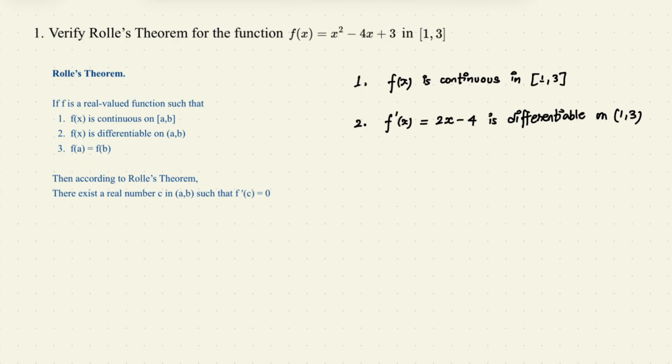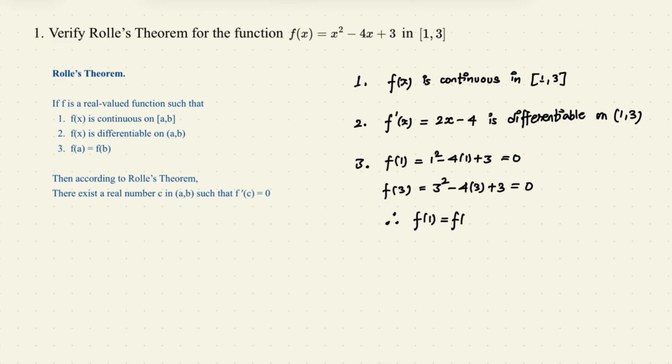And the third point, that f(a) should be equal to f(b). So here f(1) should be equal to f(3). Let us check the value of f(1). Putting x as 1 in the given function, it will be 1 squared minus 4 into 1 plus 3, and this is equal to 0. And let us check the value of f(3). It will be 3 squared minus 4 into 3 plus 3, and this is also equal to 0. Therefore f(1) is equal to f(3).